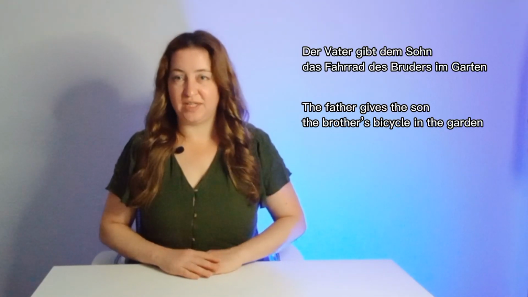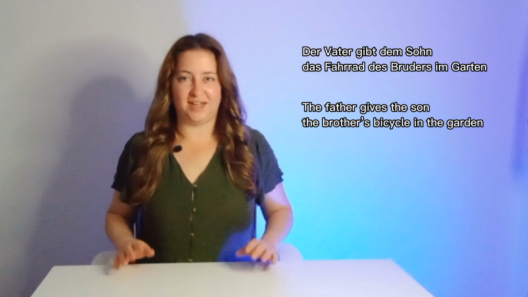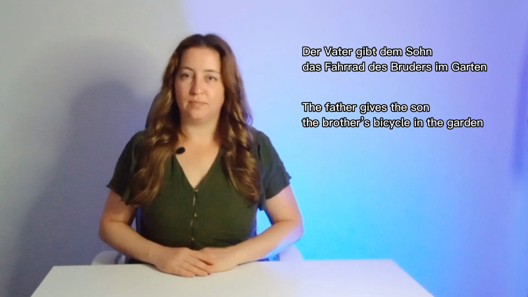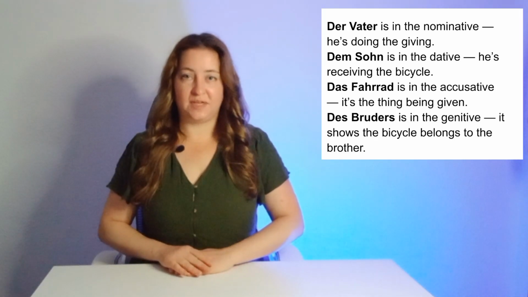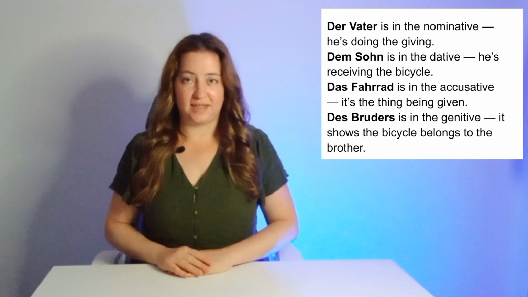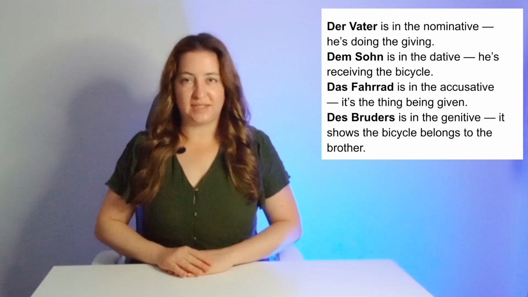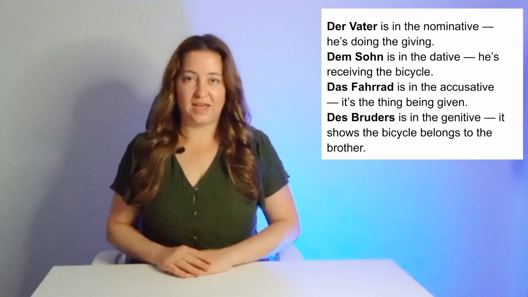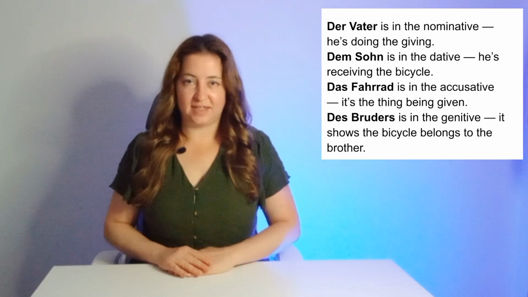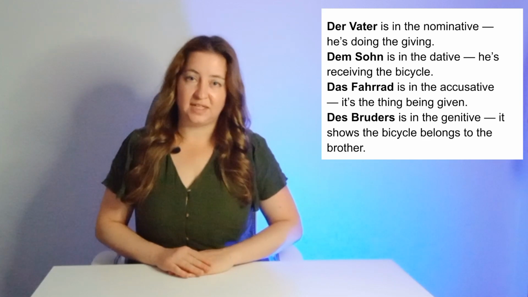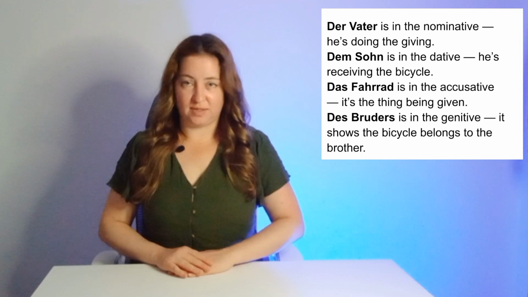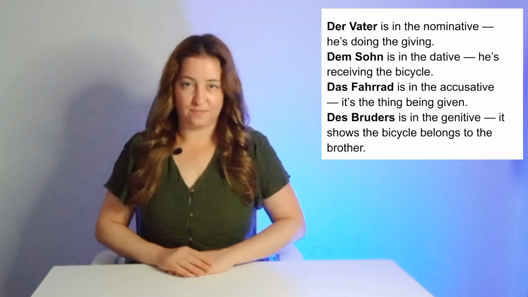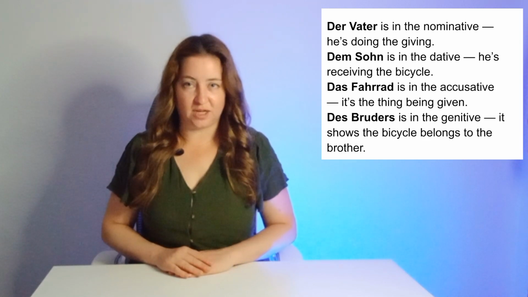Let's walk through it slowly and look at each element of the sentence. Der Vater is the nominative. He's doing the giving. Then we have dem Sohn. This is in the dative case. He's receiving the bicycle. And das Fahrrad is in the accusative. It's the thing being given. Des Bruders is in the genitive. It shows who the bicycle belongs to.